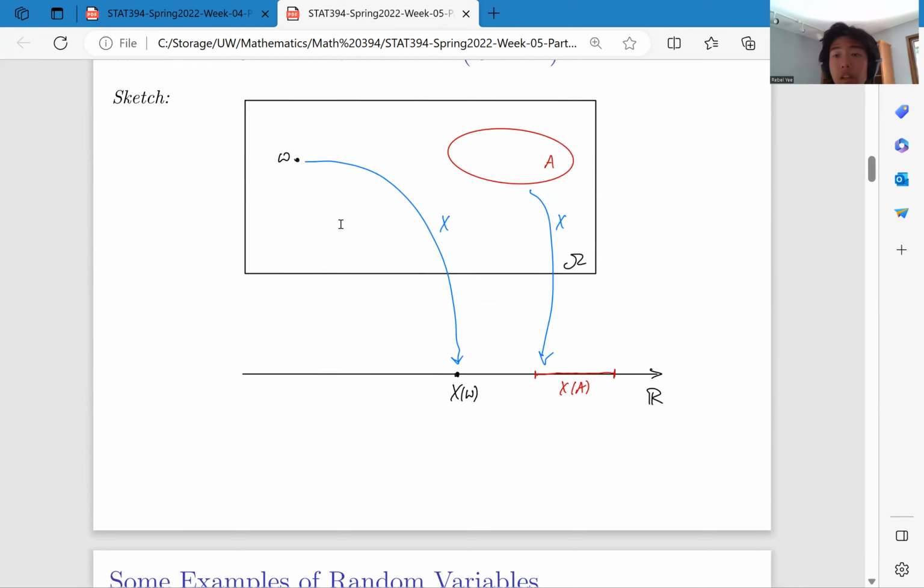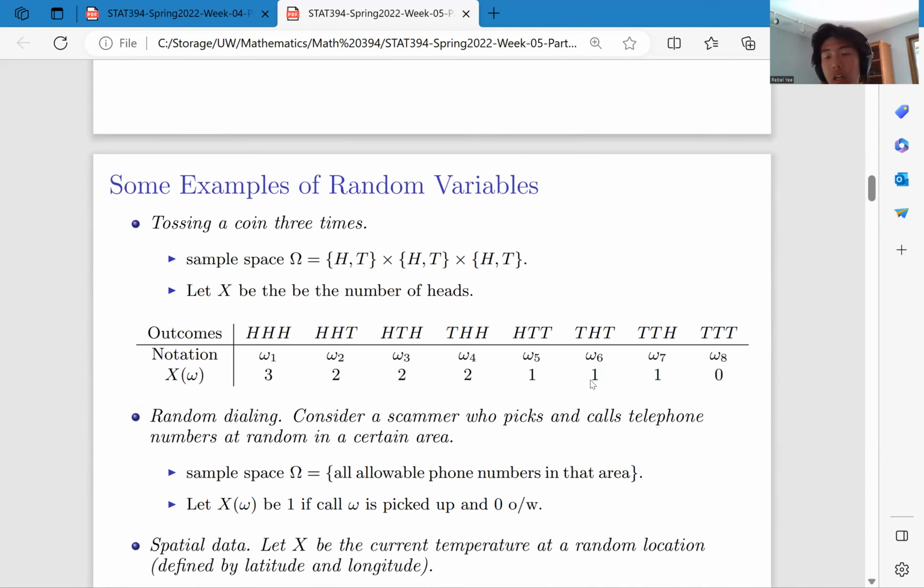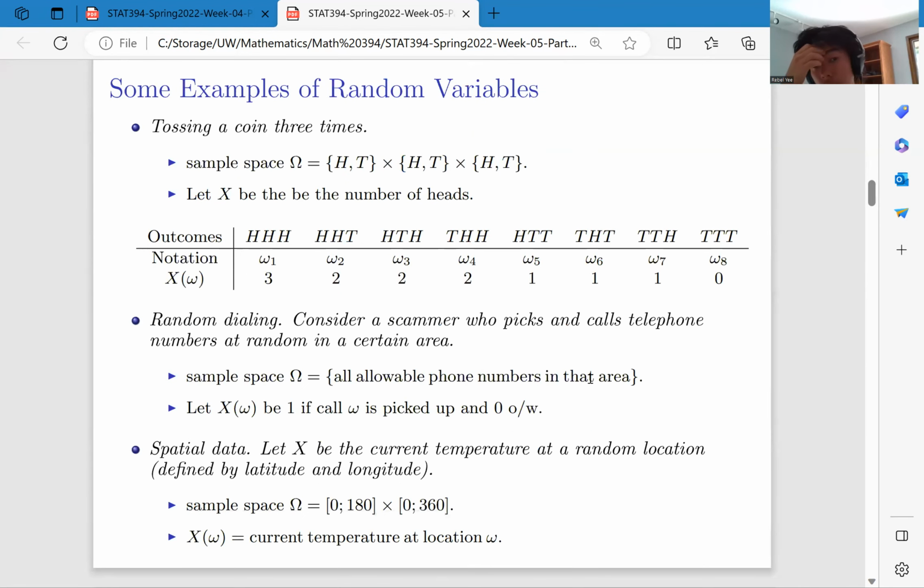More specifically, if A happens, what is the probability of that on the real line? What's the probability of that? Let's see an example to help us understand.